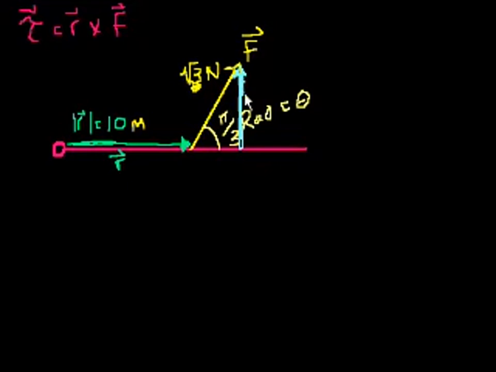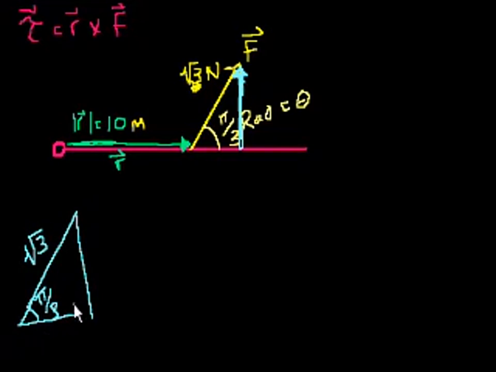And what is the magnitude of this vector right here, the component of vector F that is perpendicular to this arm? Let me draw a little triangle down here. If this is square root of 3, this is pi over 3 radians, or 60 degrees, then this is a right angle. I know it's hard to read. What is this length right here? Well, it's a 30, 60, 90 triangle.